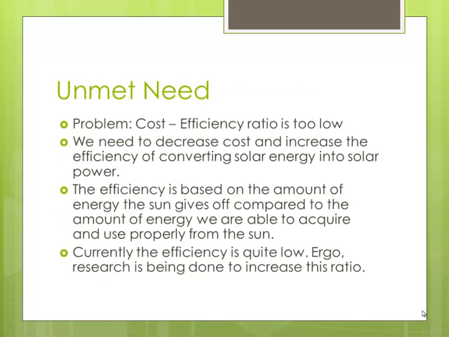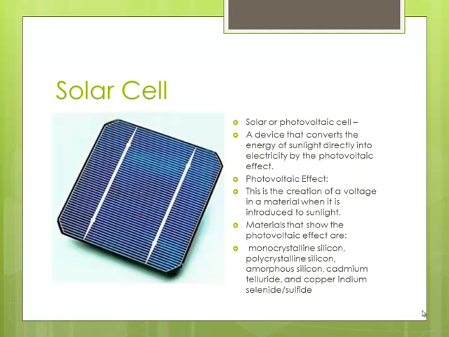The unmet need. Our problem is that the cost-efficiency ratio is way too low. We need to decrease costs and increase the efficiency of converting solar energy into solar power. The efficiency is based on the amount of energy the sun gives off compared to the amount of energy we are able to acquire and use properly from the sun. Currently, the efficiency is quite low.